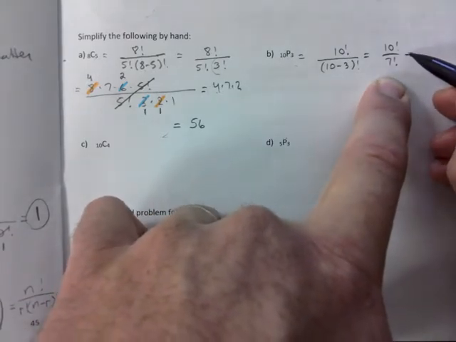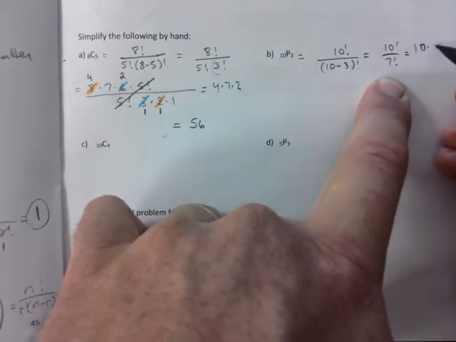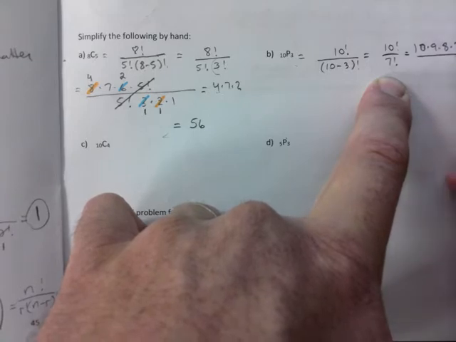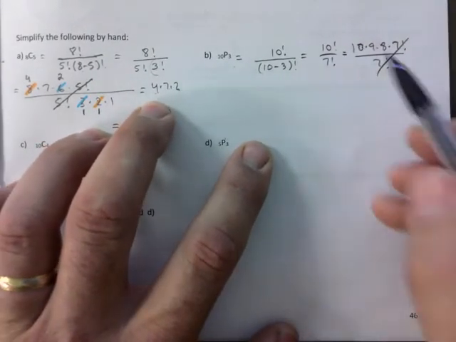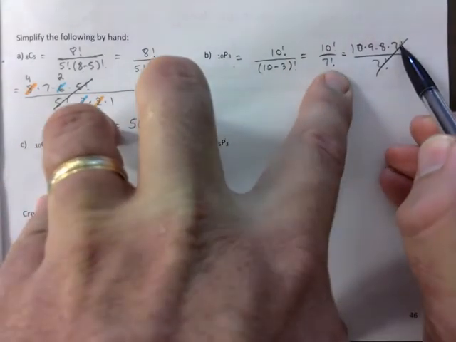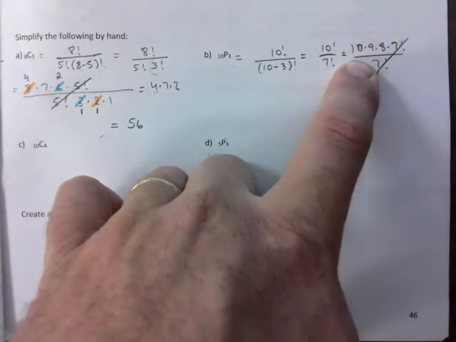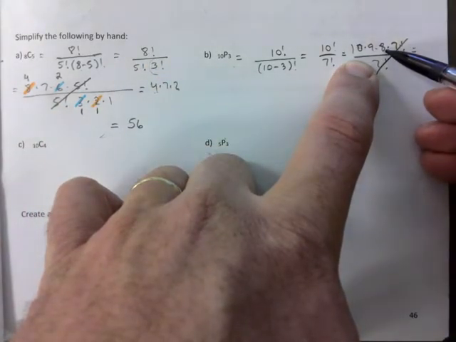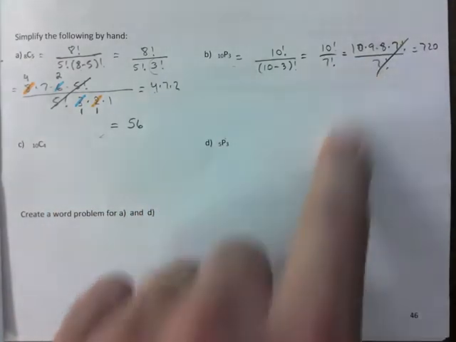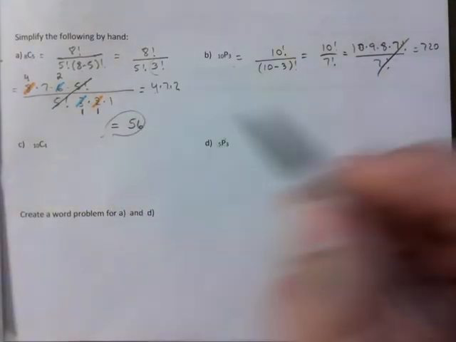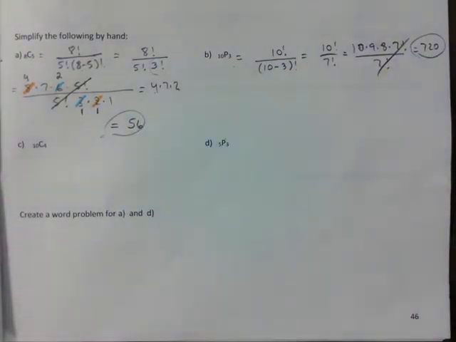This is actually slightly easier, right? So 10, 9, 8, 7, stop there, cancel out, oops, my bad. So, right, 10, 9, 8, 7 factorial cancels out with the 7 factorial, and that's all you can do really. 9 times 8 is 72, times 10 is 720. And in this case, we don't have units because there's no context. But you should be able to make a word problem out of it. Yay, right? Can you make a word problem out of them?